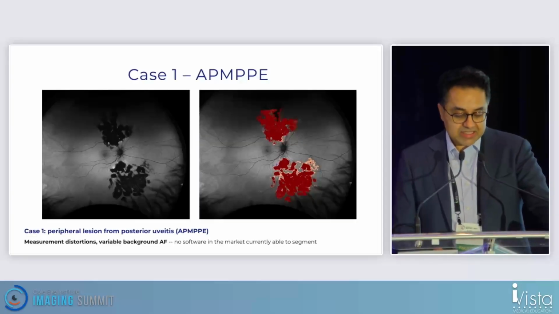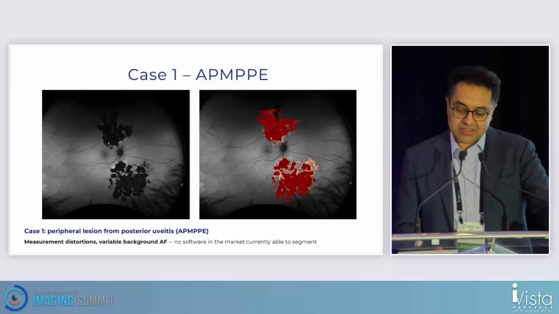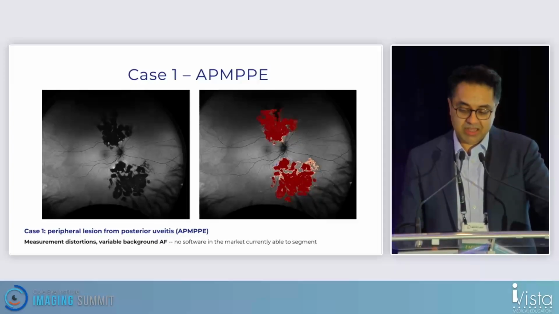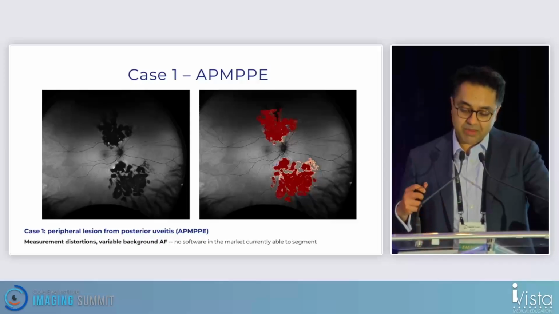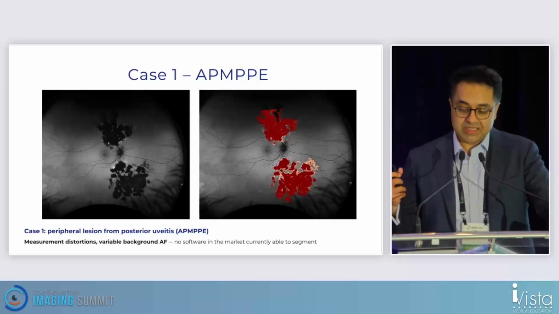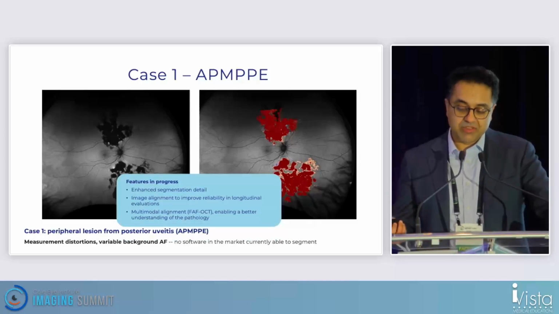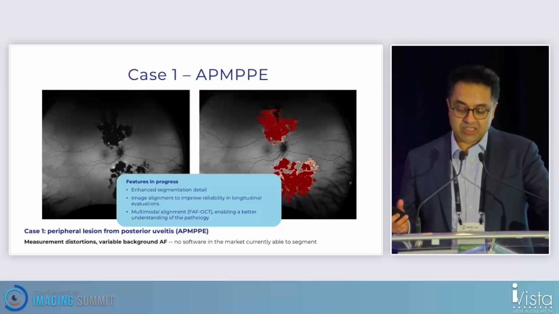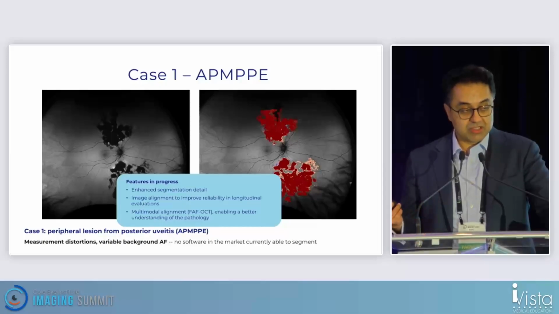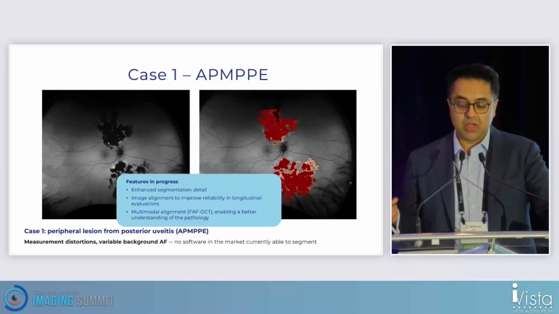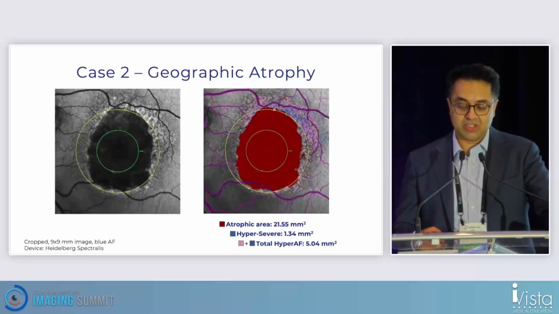Just a few use cases as I finish up talking about different diseases. This can be applied in ultra-wide field images from the Optos, and you can see perilesional areas in a patient with AMPPE. We can see the significant amount of hypoautofluorescence with small areas of hyperautofluorescence that are nicely picked up and characterized. There are a number of features that we're still working on: enhancing the segmentation detail, aligning images over time to give you better reproducibility in longitudinal evaluations, and multimodal alignment, so taking FAF and OCT and aligning them one-to-one, to show you what's happening on the OCT and how it correlates to the changes on FAF.